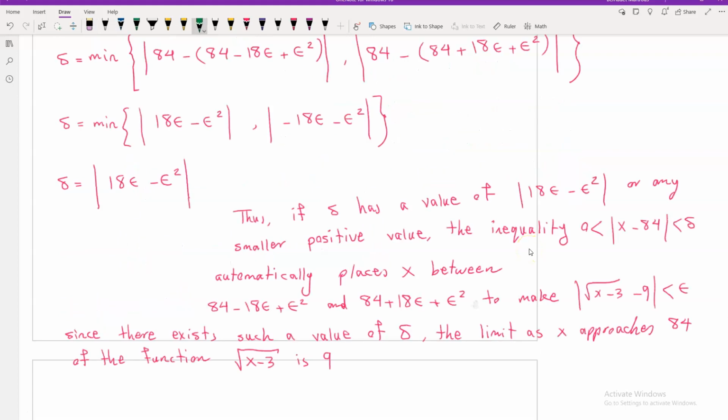So if delta has a value of absolute value of 18 epsilon minus epsilon squared or any smaller positive value, the inequality absolute value of x minus 84 between 0 and delta automatically places x between what we have for our interval to make absolute value of square root of x minus 3 minus 9 less than epsilon. Since there exists such a value of delta, the limit as x approaches 84 of the function square root of x minus 3 is 9.